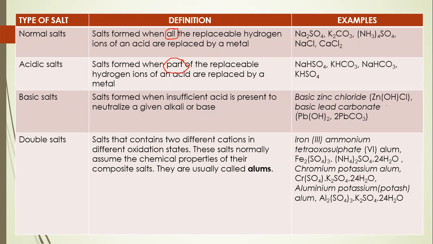Now these salts normally assume the chemical properties of their components, the components that make up the salt. And these salts are usually called alums. Alum is a double salt. Examples of this alum or double salt: you have iron(III) ammonium sulfate alum.